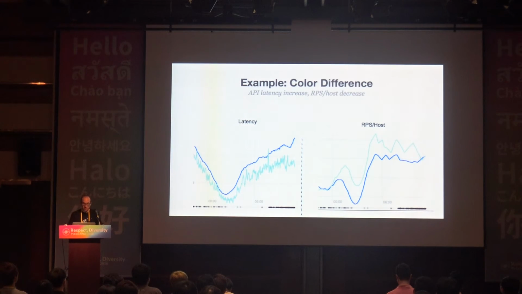Another problem we had, there's another example. We saw this increase in latency and a drop in efficiency. So latency went up and requests per host went down. And once again, these all change automatically because requests per host is adjusted by the % CPU usage. So that number sort of dynamically changes thanks to auto-scaling.